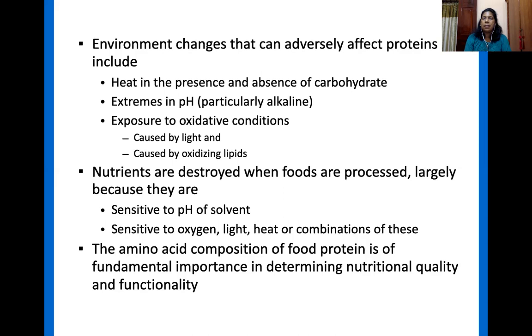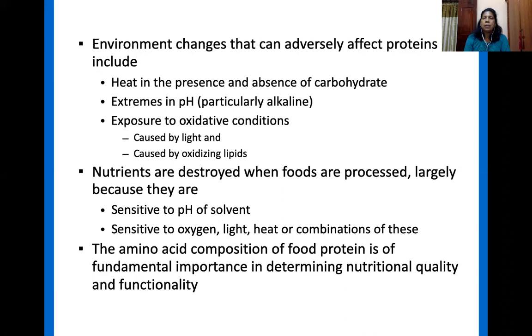Therefore, with heat in the presence of carbohydrate, you can even go for a Maillard reaction. In the absence of carbohydrate, the product will be totally changed, and finally you can't eat it. So an adverse effect can occur if you do not control the heat in a proper way.